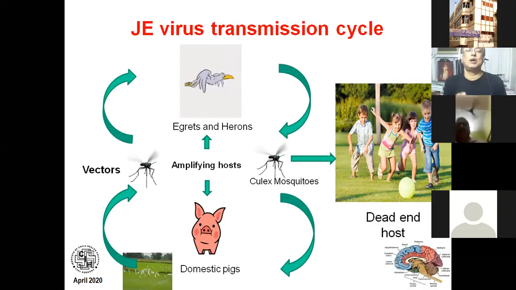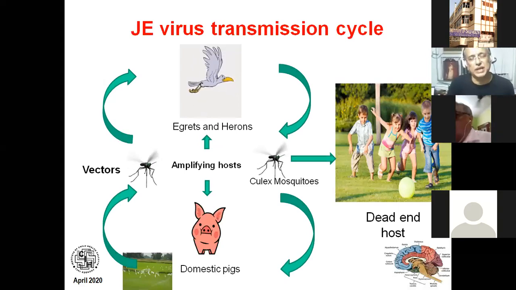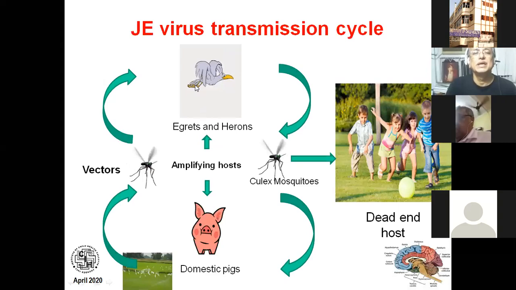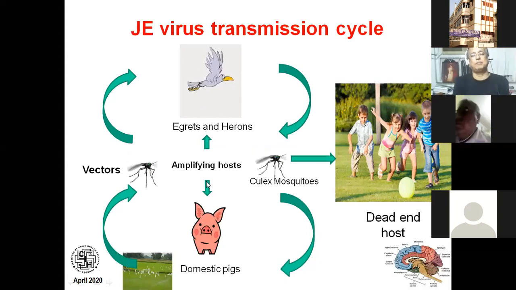So this is how Japanese encephalitis is transmitted. It's a very important one, one should understand. Egrets. Egrets are wading birds, usually staying in water. Egrets and herons and the pigs, they are amplifying hosts. What do you mean by amplifying host?